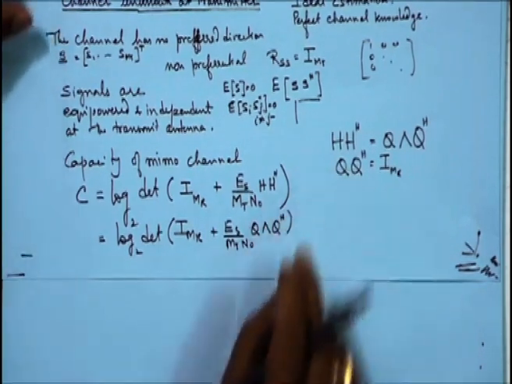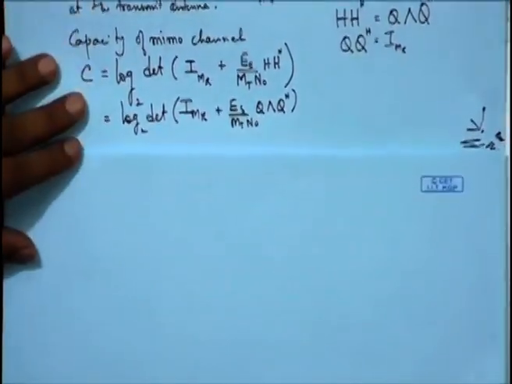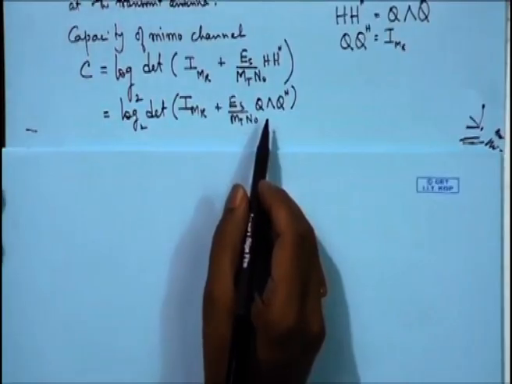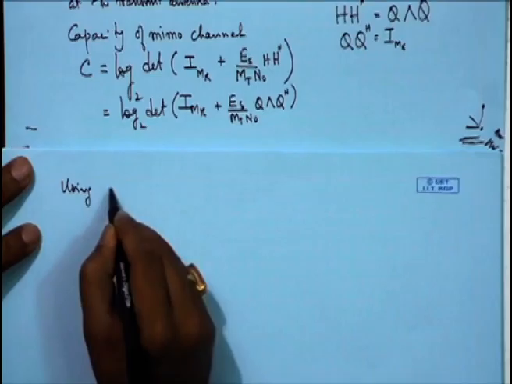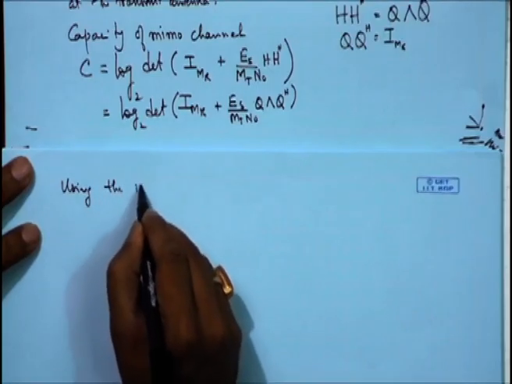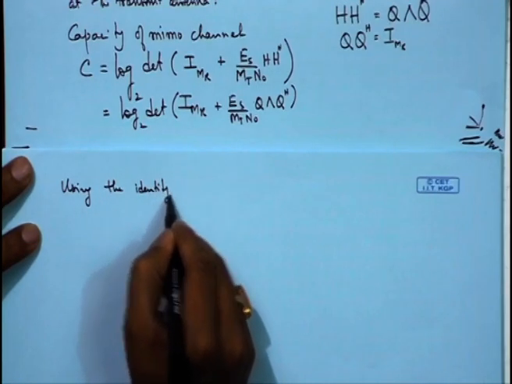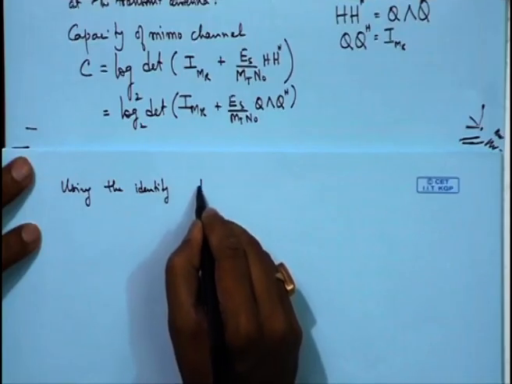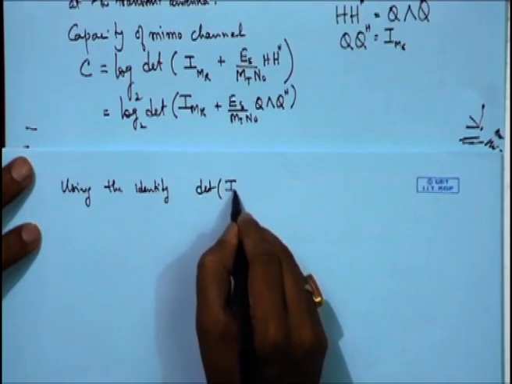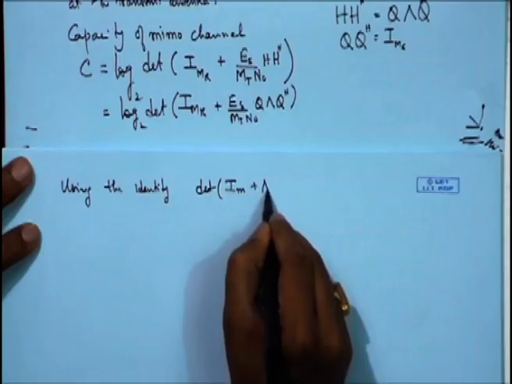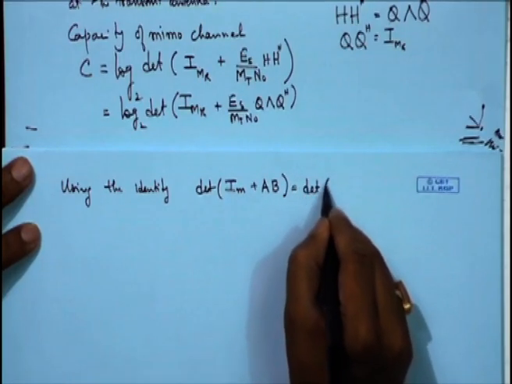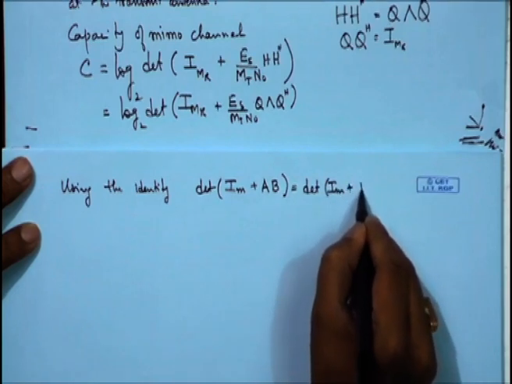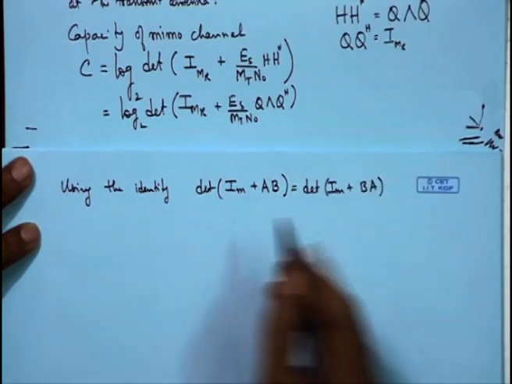So this is just doing the substitution of H Hermitian equal to Q Hermitian. Using that, we have got this new expression. So now we will be using the matrix identity that the determinant of I_M plus the product of the matrices A and B is equal to the determinant of I_M plus the product of the matrix B times A.